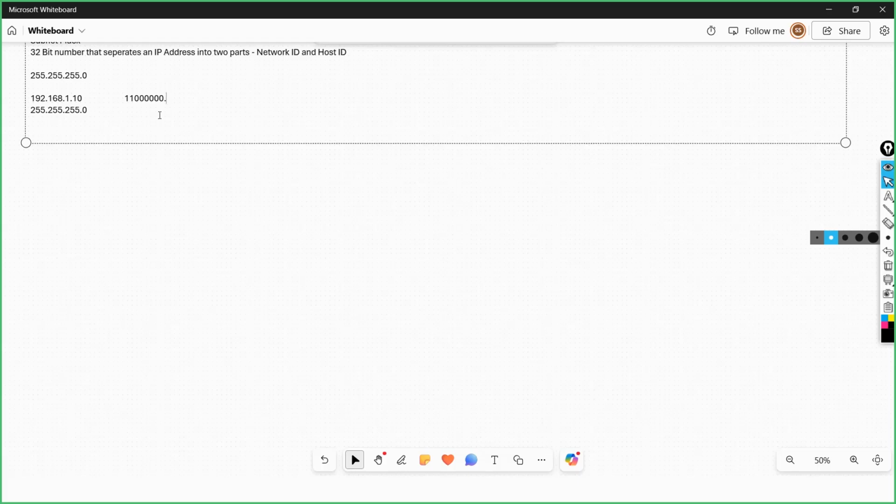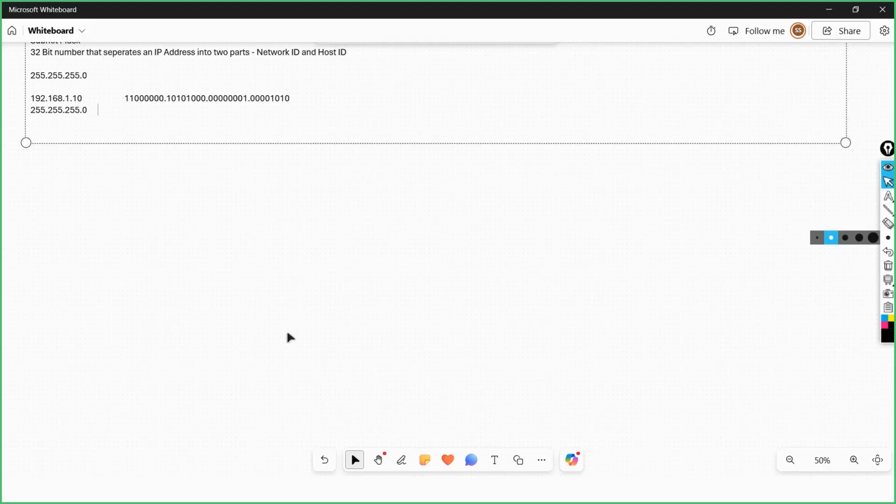Then we have 168. This we have already learned in the first lecture, right? So I don't have to explain. Or do you want the explanation again of how we convert this to binary? Please confirm in the chat box. Then for 168, we will write 10101000. Then we have 1, meaning 00000001, right? Then there is the number 10, so it will be 00001010.